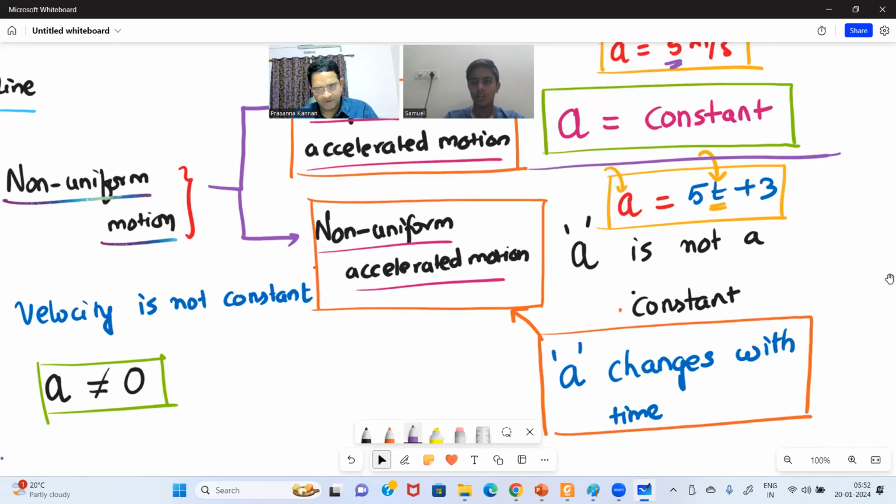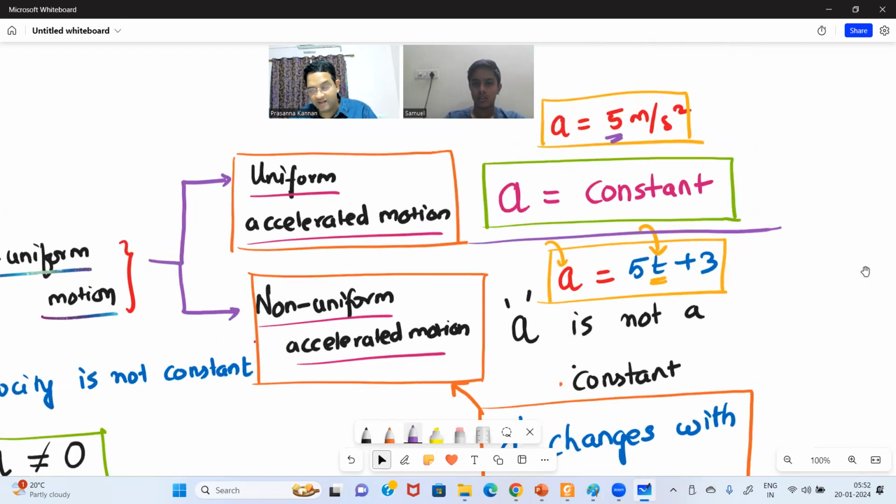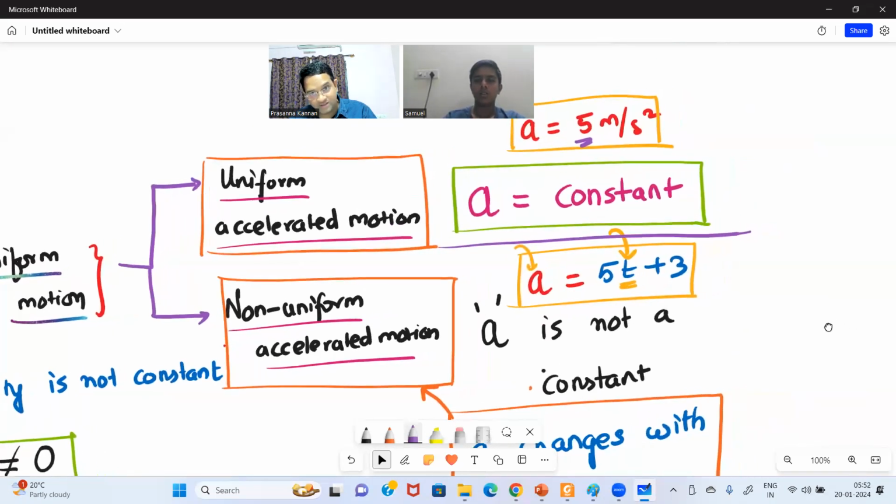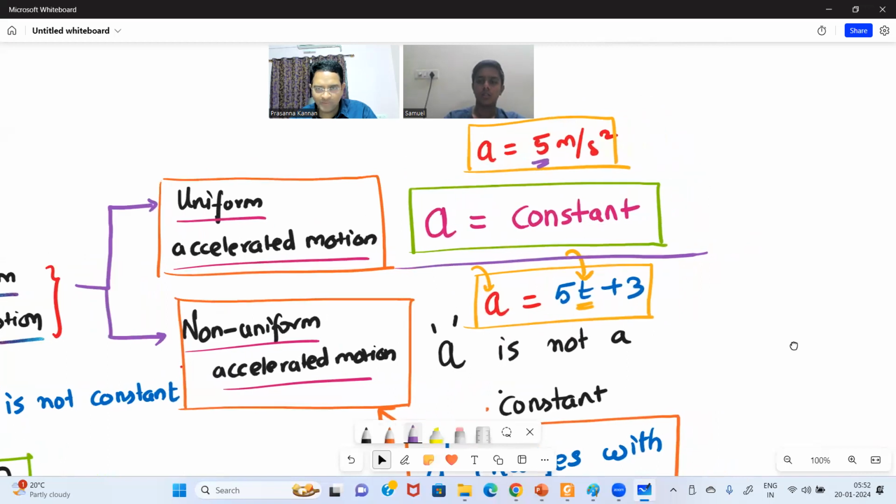Got it, sir. And we may not be given directly, like a is equal to 5t plus 3. So that's direct. You know that it depends on time directly. But we may not be given acceleration so straightforwardly. So how we may be given is we may be given velocity time equation. We may be given displacement time equation. We may be given graphs. We should be able to ascertain what kind of motion it is from those.